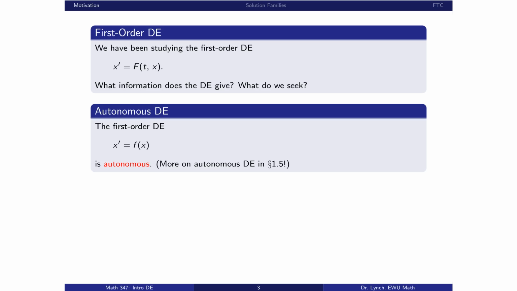Now, I want to point out that there's a category of first order differential equations, x prime equals little f of x, that are called autonomous. You know a differential equation is autonomous if the independent variable, so in this case t, doesn't explicitly appear on the right-hand side of the differential equation. We're going to talk more about autonomous differential equations in section 1.5, but I want to point that out here because the methods that we talk about in this section on antiderivatives are not applicable to autonomous differential equations.